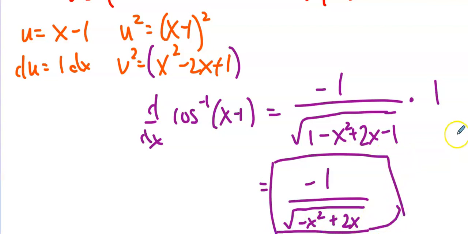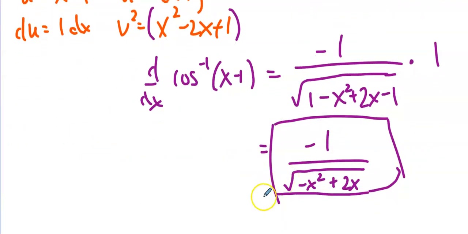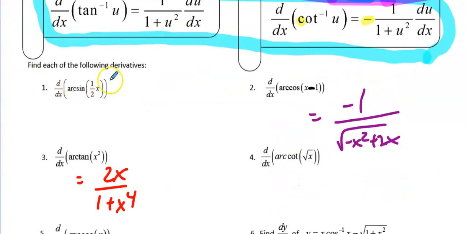So again, ladies and gentlemen, skeleton, u squared, du, plug and chug, and then simplify as much as you can. Okay, so let's do one more example. So now we want to do a little bit more of one. So let's look at the arc sine of 1/2 x. All right, so arc sine of 1/2 x.